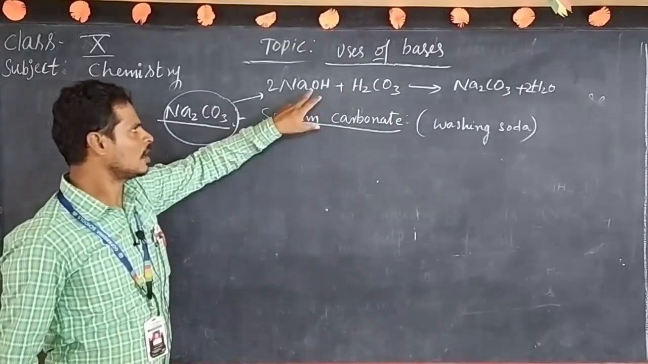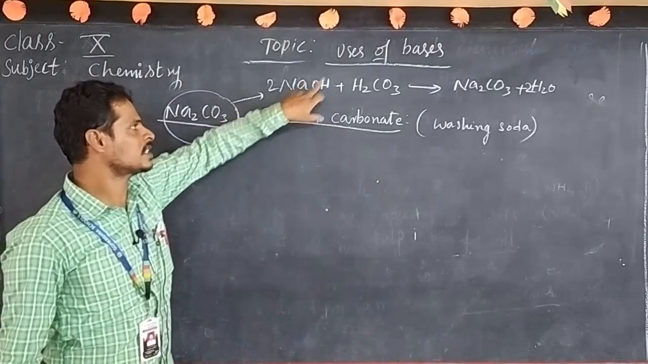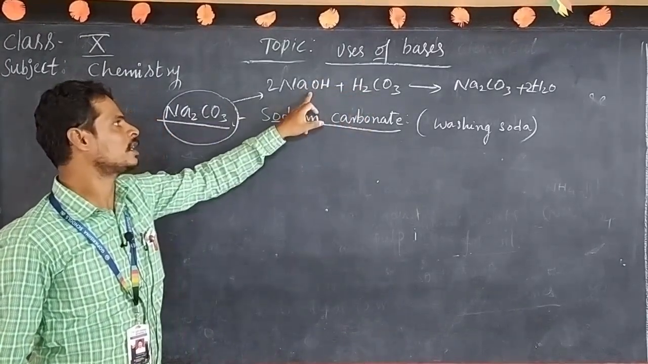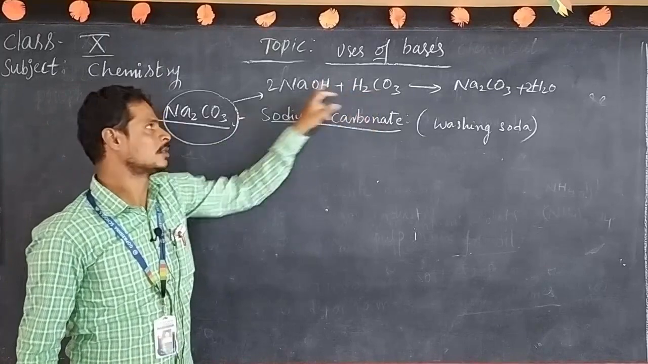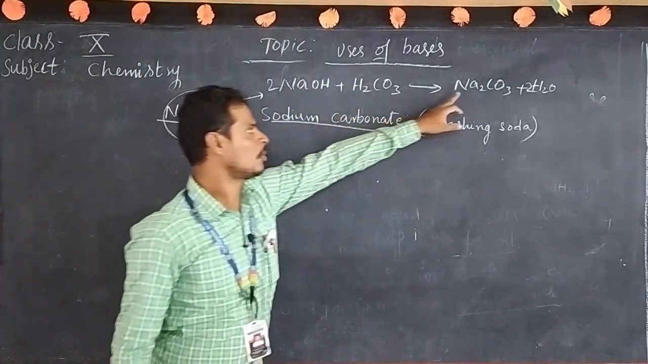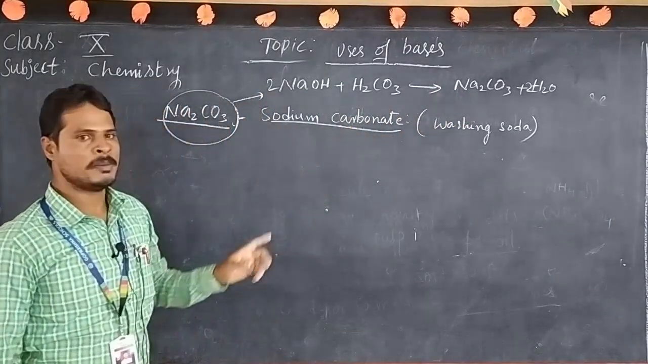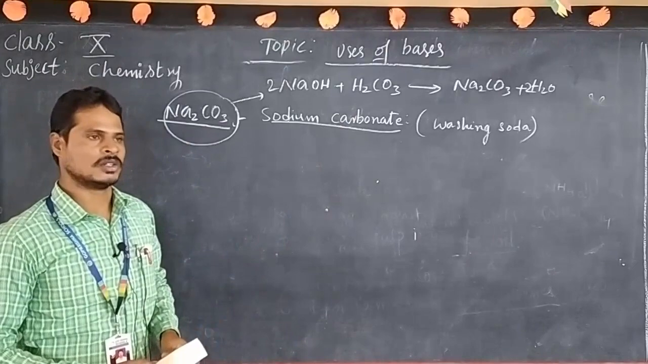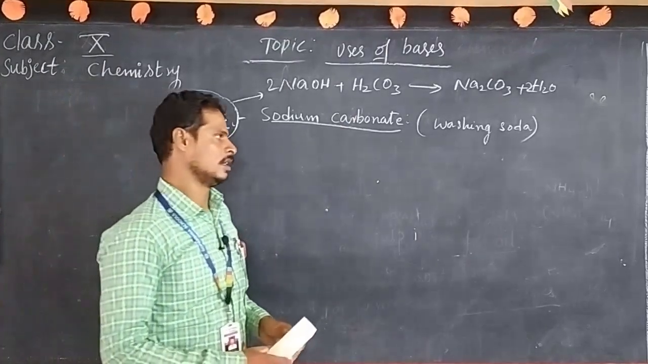So here which one has more concentration? Strong base, weak acid. So here it is dominated by the base. That's why it has basic nature. So sodium carbonate is formed by the combination of a strong base and a weak acid, so it has basic nature.